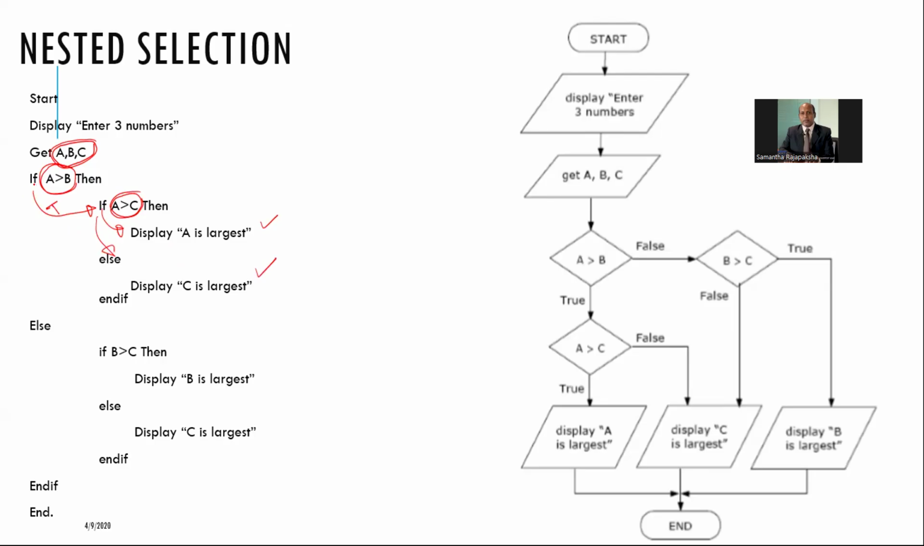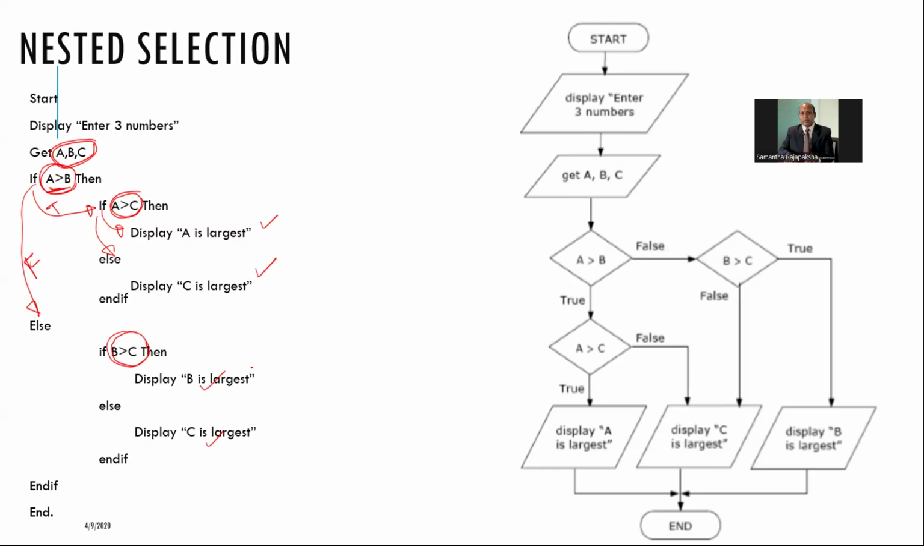Then you come to the else part of this one. The else part means the condition is false. That means A is not larger than B, so B is the largest so far. Then you compare B and C, because B is larger than A. If this condition is true, B is the largest, otherwise C is the largest. So that is how we can have nested loops, a loop inside a loop.